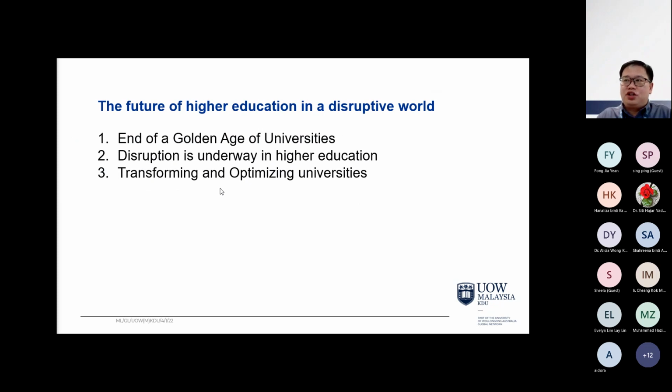Okay. So the future of higher education in a disruptive world. We are currently in a very disruptive world. So when you talk about the future of higher education, there are three elements here. I took the key points from PwC's report. One, end of a golden age of universities. Two, disruption is underway in higher education. And three, transforming and optimizing universities. Let's look at it.